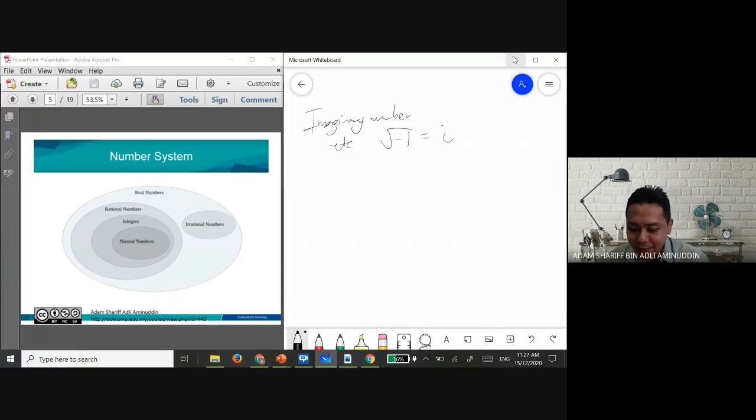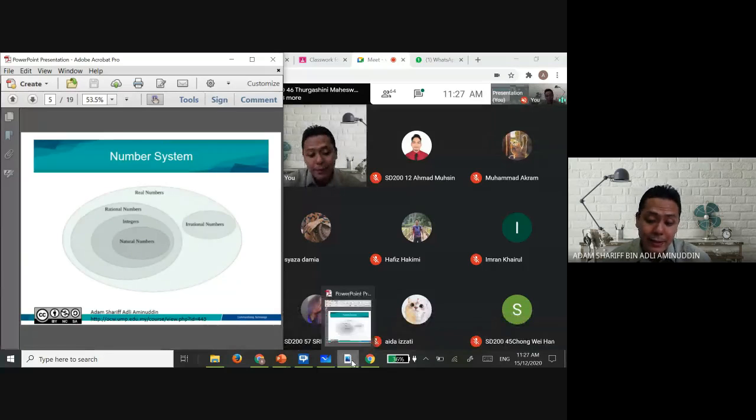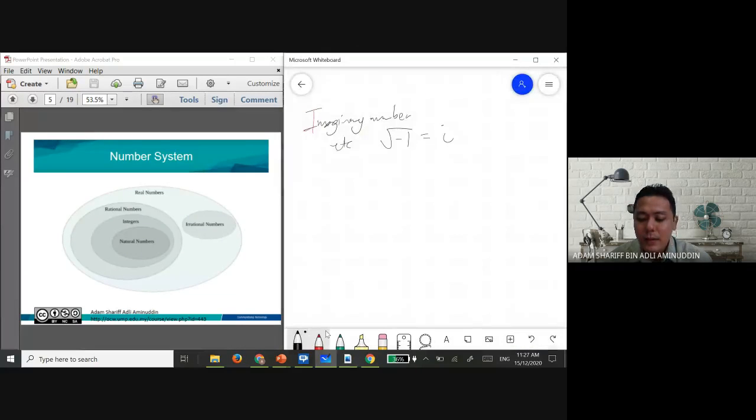Ada chat ke? Saya tak tengok chat. Yes, itu imaginary number. Because A squared equals to -1, A equals to I. Tak ada. Dia bukan tak ada lah, dia ada lah. Mathematician renames this as an imaginary number. So this is a huge class of set of number.